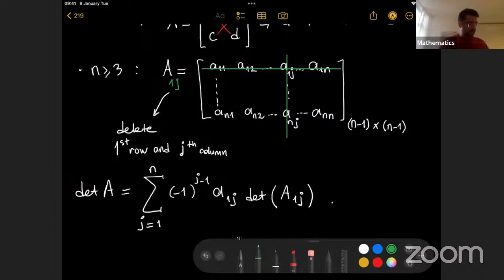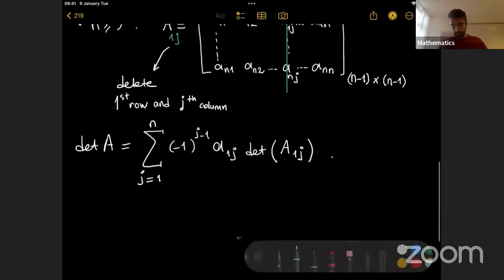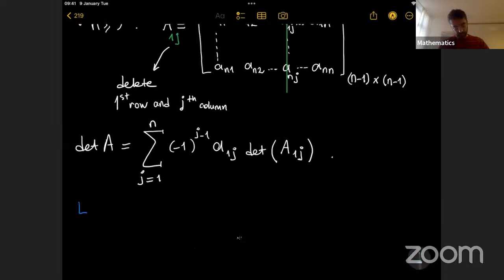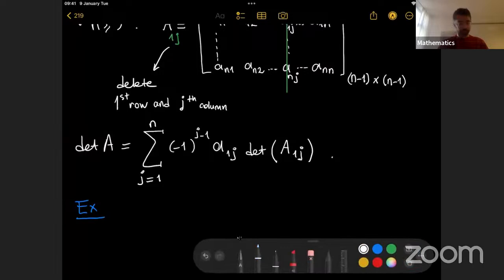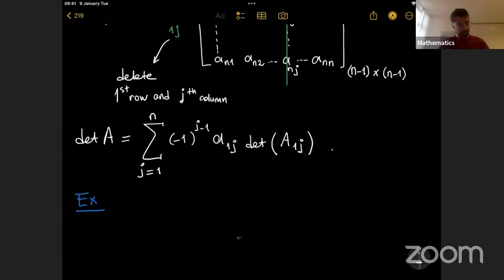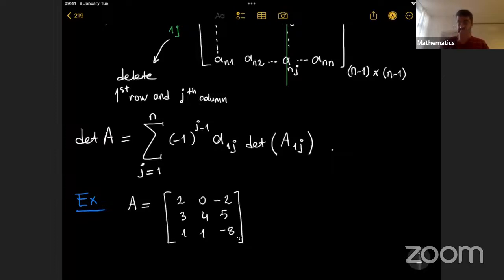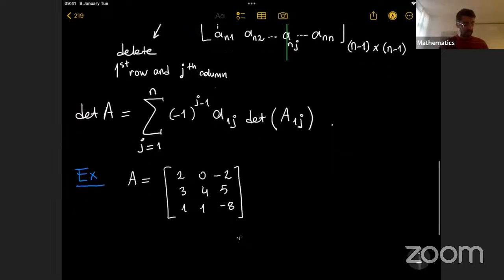So don't worry about the higher dimensions. Well, let's do an example. Let's look at this example. A here is 2, 0, -2, 3, 4, 5, 1, 1, -8. Okay, so let's find the determinant of this matrix.